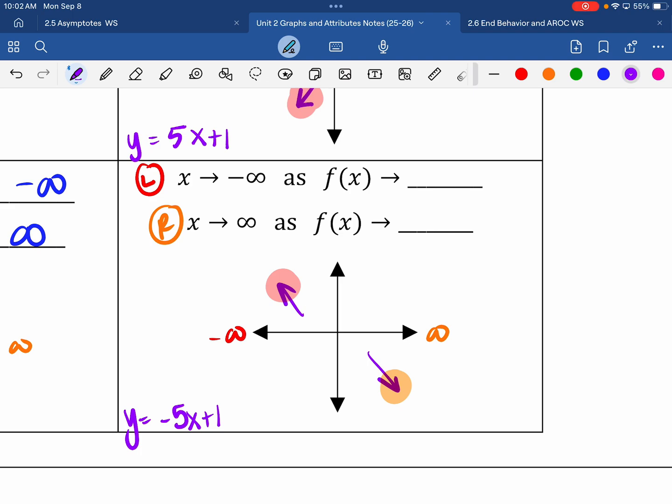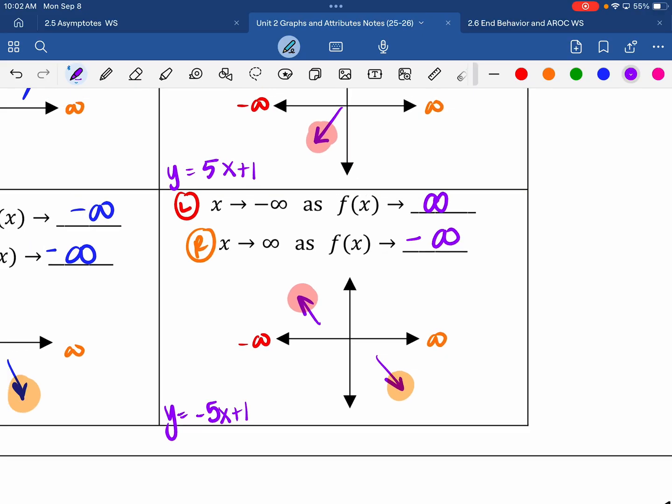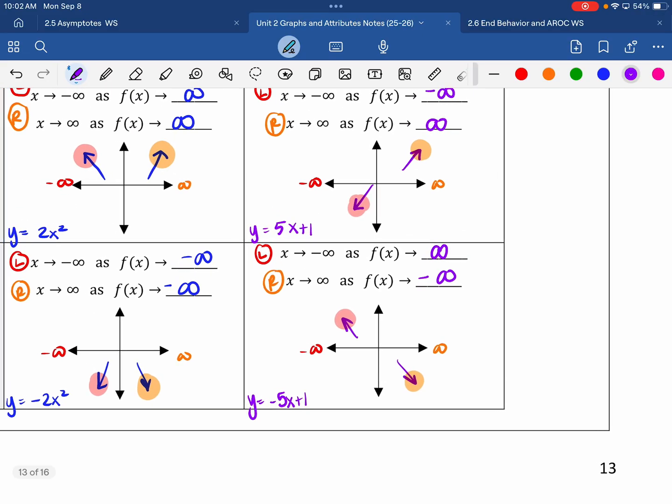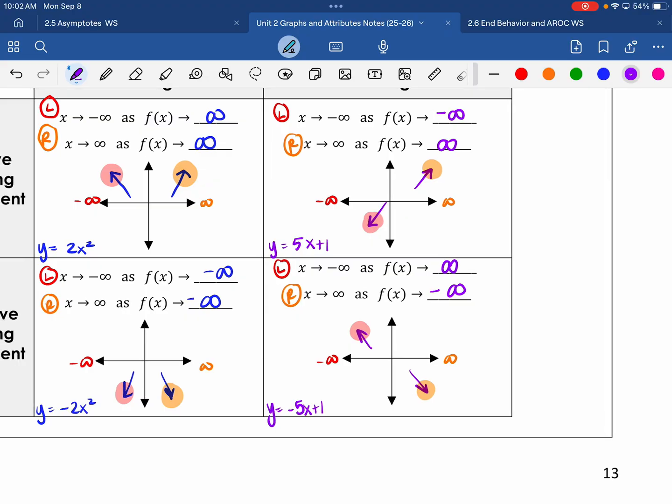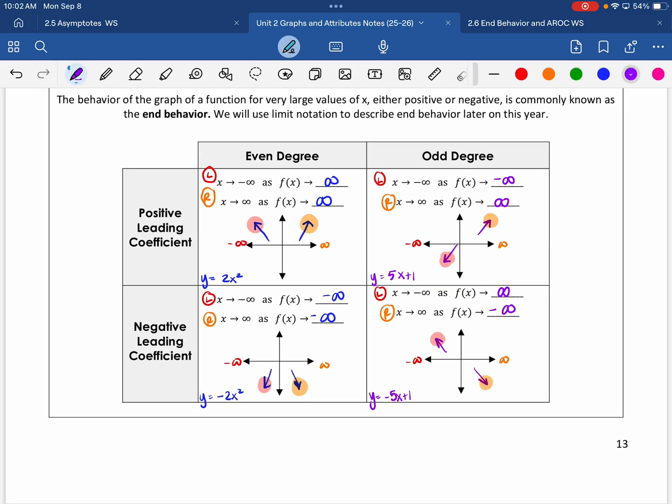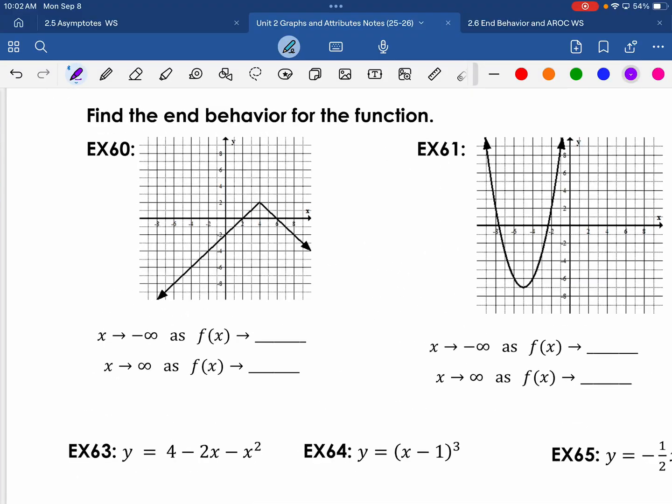So as x approaches negative infinity, what is f of x doing? Going up, and as it goes to positive infinity, it would go down. All right, so odd functions, they will go in different directions. They will be backwards. All right, make sense? All right, what I'm going to do now before, oh wait, no, we have examples. Just kidding.